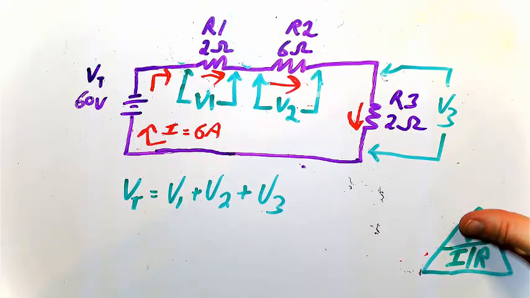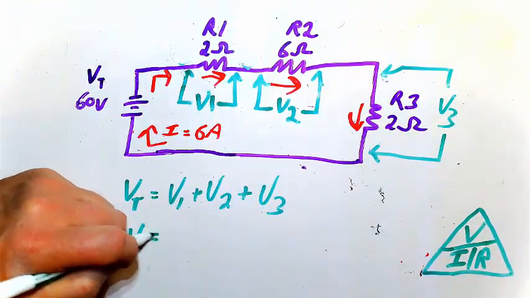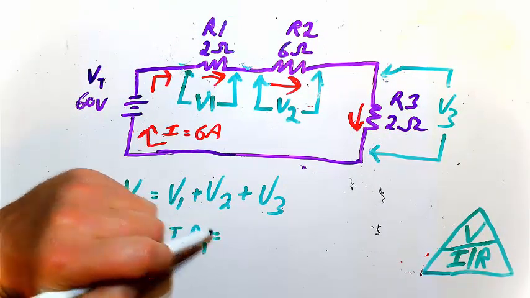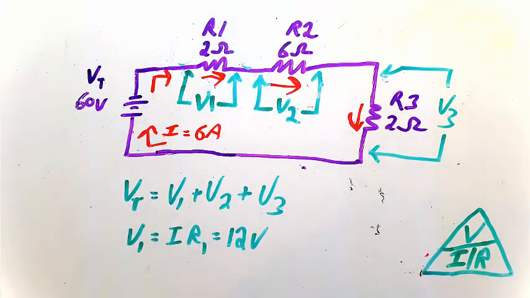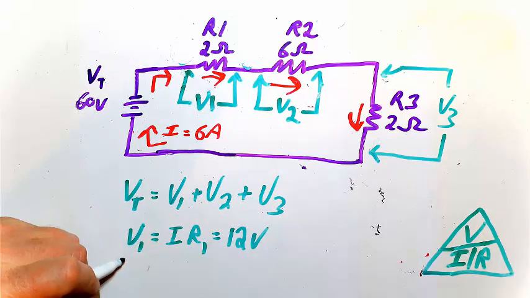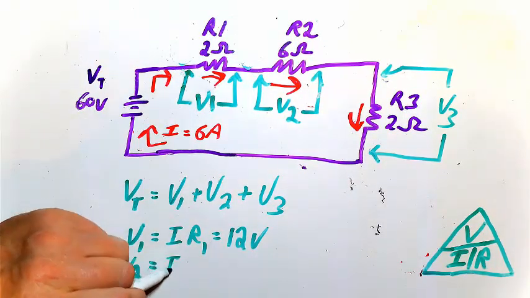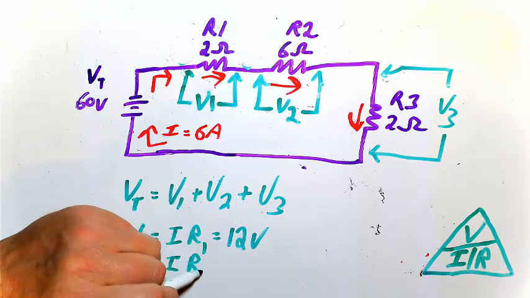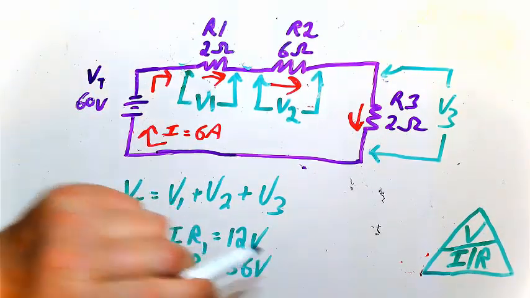Well, that's going to be V is current times resistance. So V1 is going to equal the current times R1, which is the 6 amps times the 2 ohms, 12 volts. All right. How about V2? That's going to equal the current, the 6 amps, times R2, which is the 6 ohms, which is going to be 36 volts.